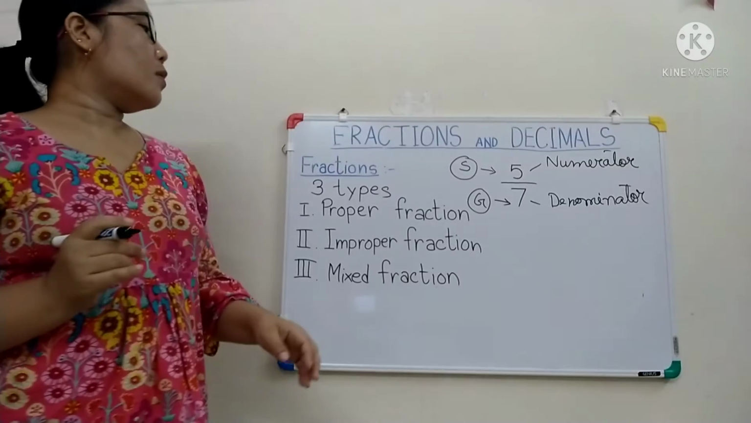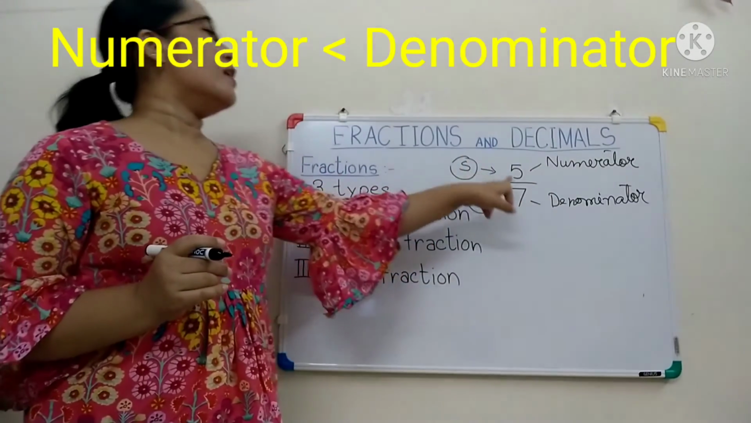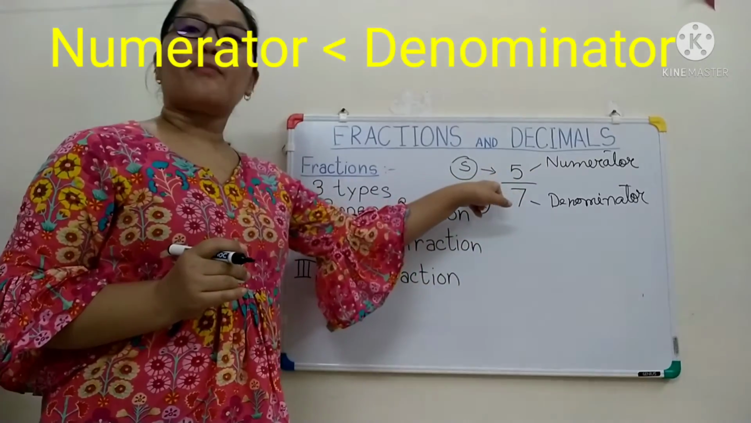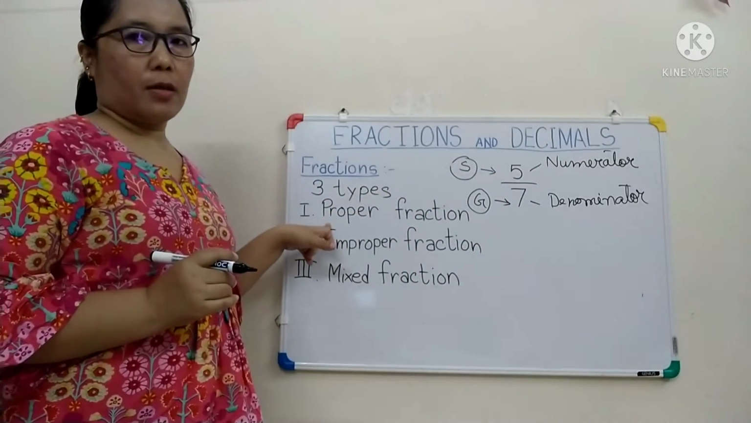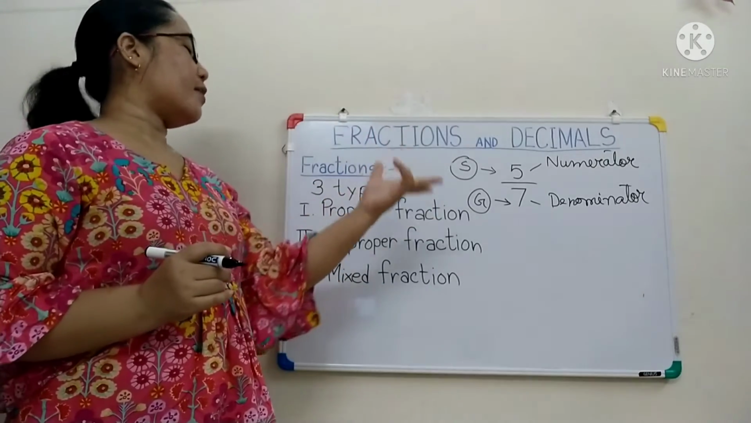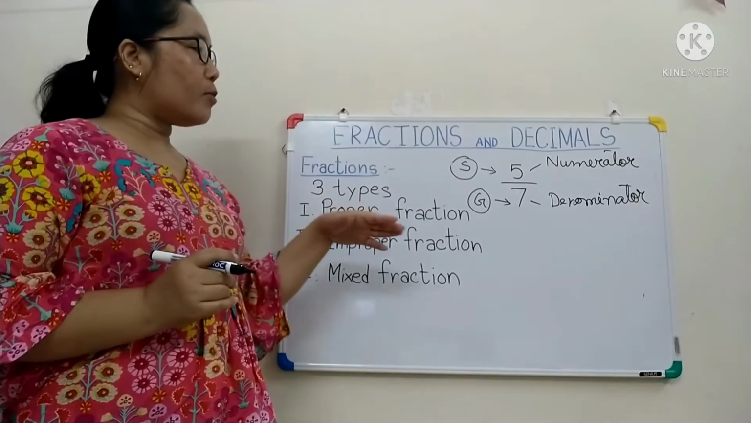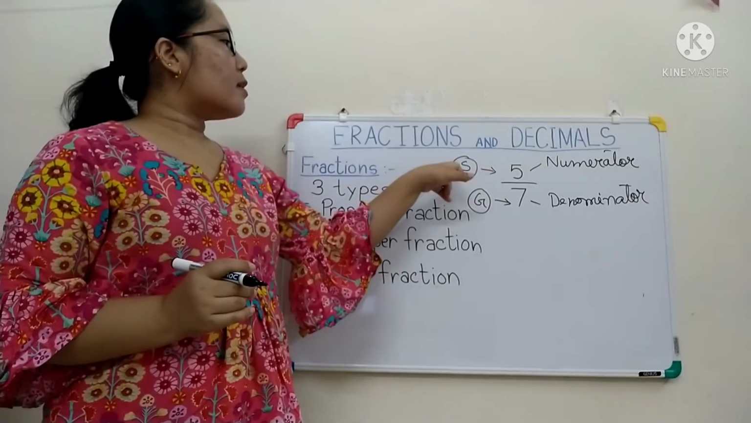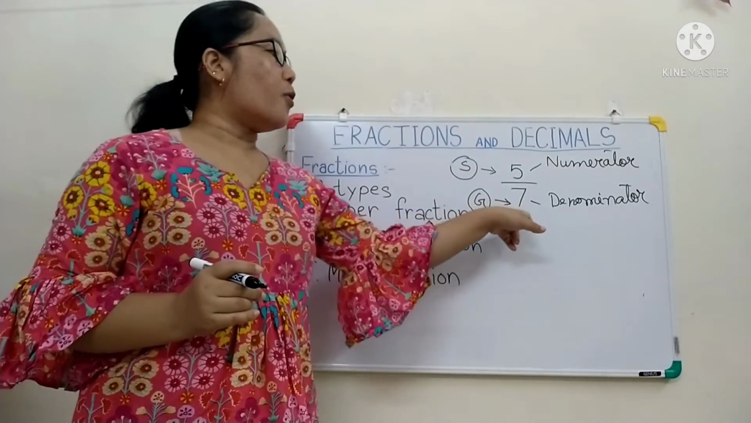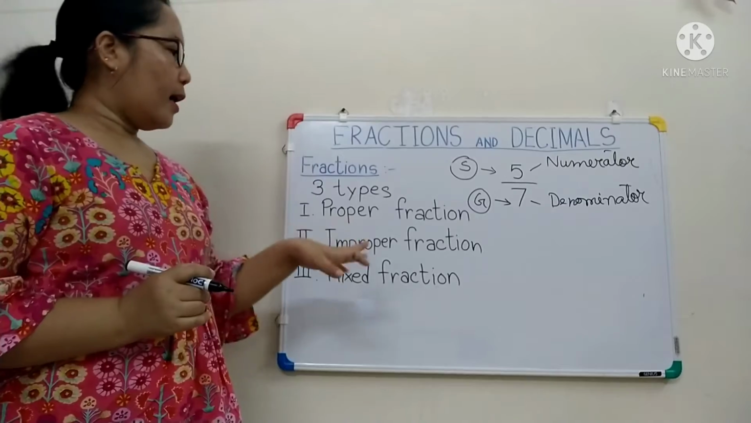Okay. So when the numerator is smaller than the denominator, this type of fraction is known as a proper fraction. Or you can say these types of fractions are included in proper fractions. I'm telling you again, when the numerator is smaller than the denominator, then we get the proper fraction.